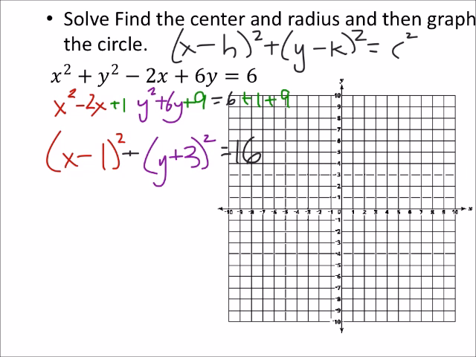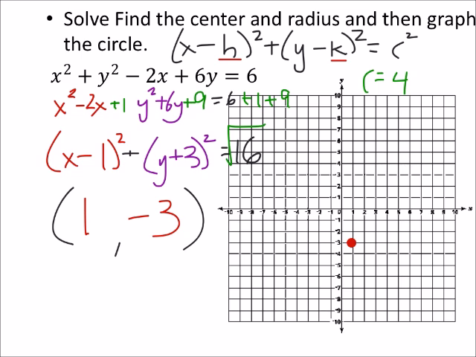That's pretty nifty, because the radius is the square root of that 16, and that tells us the radius is 4. And in addition to that, we can find the center, being the values h and k, so that would be 1 and negative 3. And I did skip more steps on this one. So let's graph the center at 1, negative 3, would be right here.